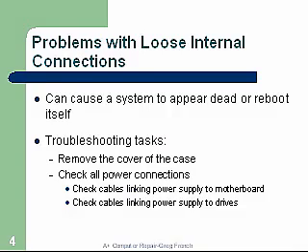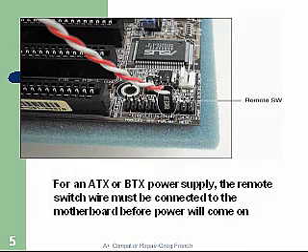Troubleshooting tasks. Remove the cover of the case. Check all power connections. Check cables linking the power supply to the motherboard. Check cables linking the power supply to the drives. Here you see a connection for soft power. For an ATX or BTX power supply, the remote switch wire must be connected to the motherboard before power will come on. This is our soft power connection to the front of the computer.